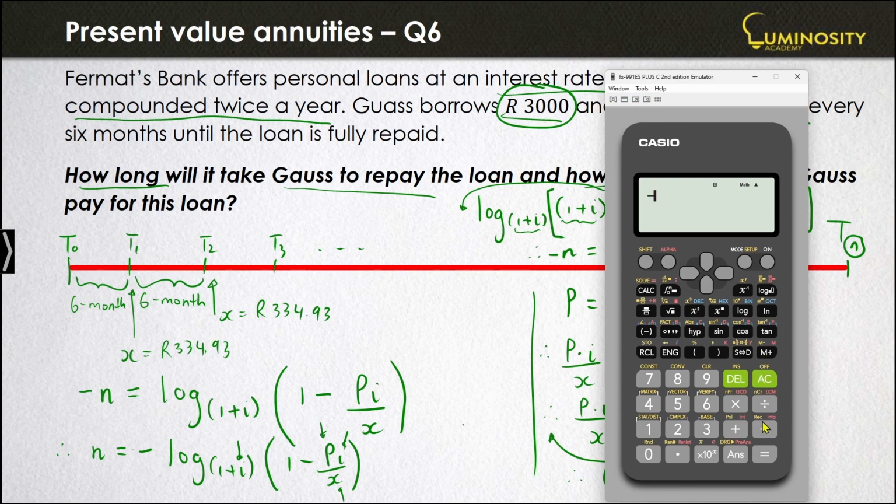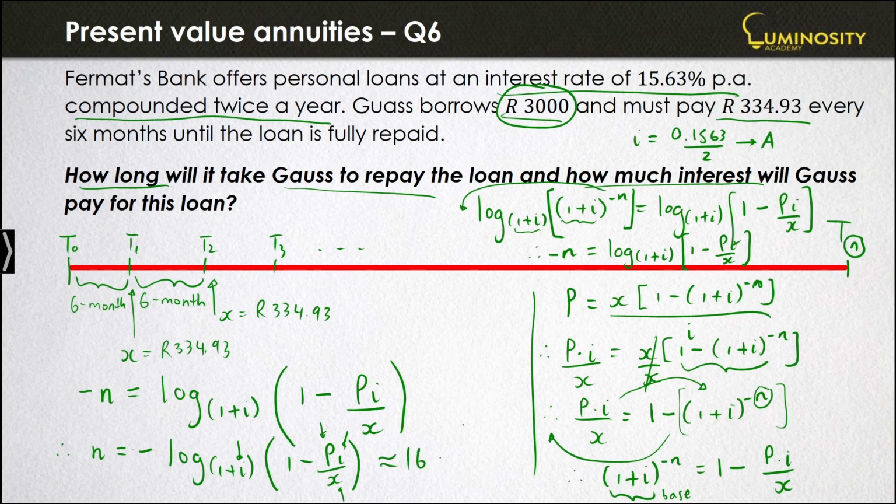So it's negative. Then what you want to press on your calculator is this log button with the base. So the base, I'm going to put brackets in there. It's going to be 1 plus i, which was A in our calculator. And then inside the arguments of the brackets, it's 1 minus a fraction. The 3,000 Rand was the principal amount times the interest, which we have as A, over x, which was 334.93. So doing all that, I'm going to get 16 payments. So this is approximately 16 payments.